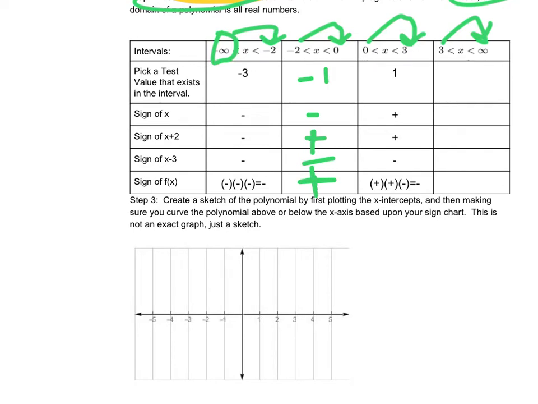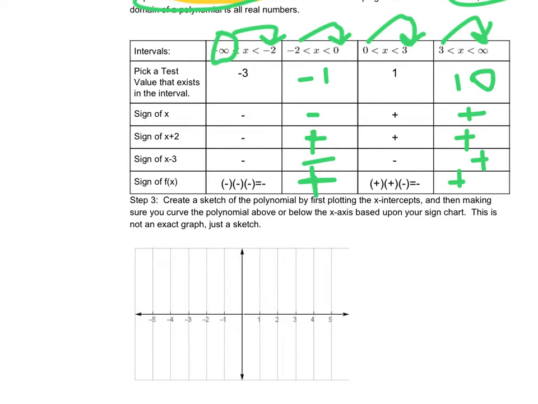Between 3 and infinity, I'm just going to show an example that I don't have to pick a number right next to my value. So maybe on this one I'll pick 10. If I plug into x, the sign of x is positive because 10 is positive. 10 plus 2 is 12, that's positive. And 10 minus 3 is 7, that's positive. So 3 positives, when they're multiplied, is another positive.